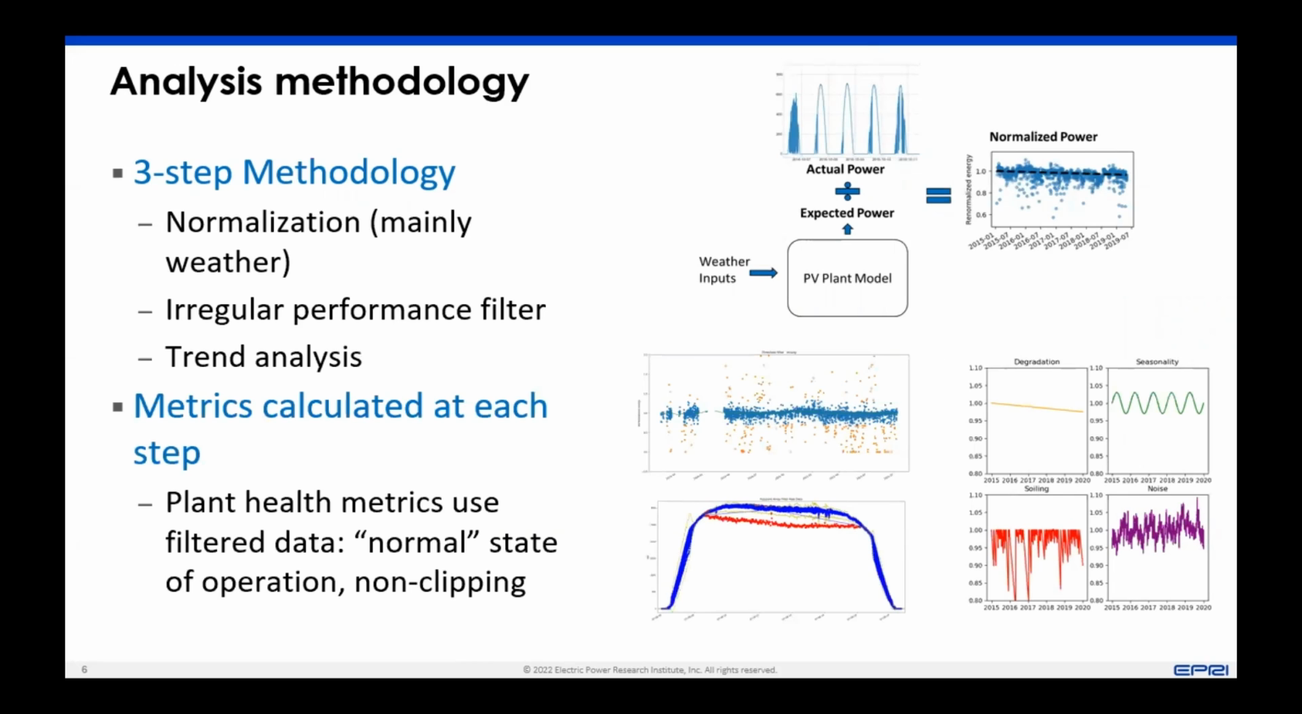The metrics in the results we talk about today are based on what we consider the so-called healthy plant operation. That's the normal state, non-clipping. So the clipping will be filtered out, and the data will be filtered data already.